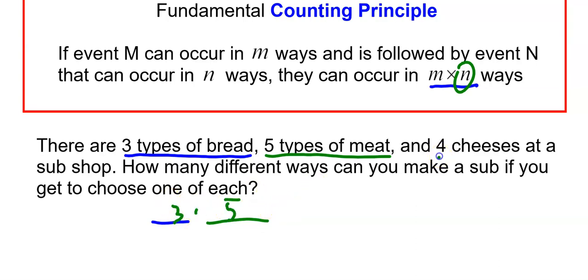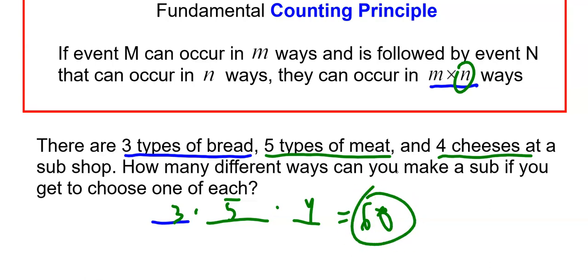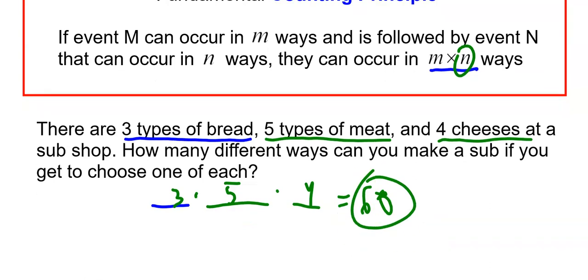And then we have one more. I guess technically we're applying the counting principle twice here. So there are 4 cheeses, so times 4. So 3 times 5 is 15, times 4 is 60. So there are 60 different sandwiches that you can make.